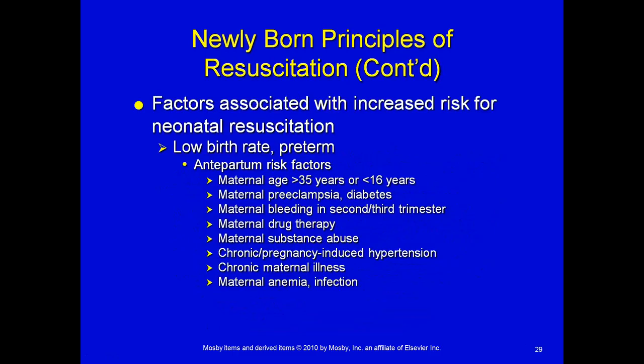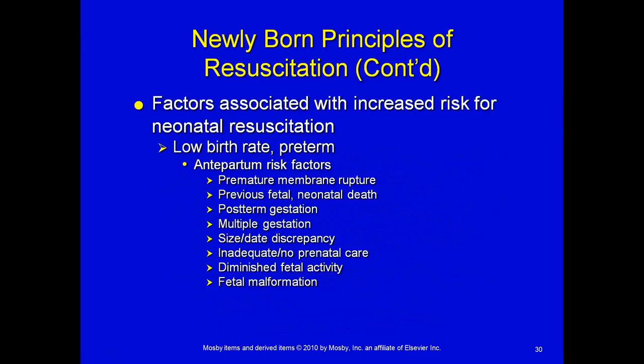Some other factors associated with the increased risk of neonatal resuscitation, if it's a preterm baby. And the antepartum risk factors include a maternal age greater than 35 years or less than 16, maternal preeclampsia or diabetes, maternal bleeding in the second and third trimester, maternal drug therapy, maternal substance abuse, chronic pregnancy-induced hypertension, which might be preeclampsia, chronic maternal illness, maternal anemia and infection. And as far as anemia goes, remember we had talked in the OBGYN lecture that in the third trimester, although a woman's blood volume has increased 25%, her hemoglobin has not. And so she's relatively anemic anyway.